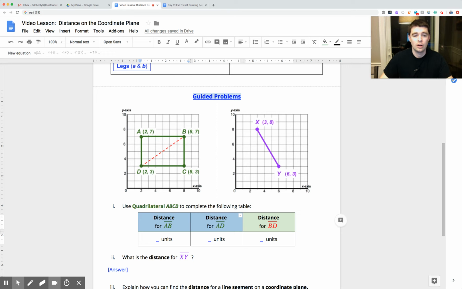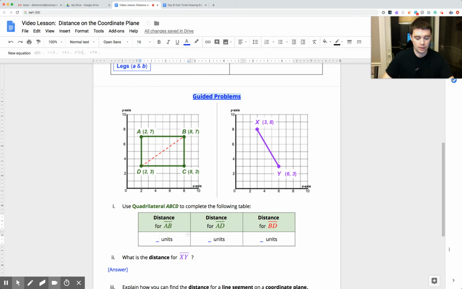Welcome back. Hopefully after pausing the video, you filled out this table correctly. I'm going to show you how I would have filled that table out. The first thing I'm asked to do is find the distance for line segment AB. That's this line here. I could count, because it just goes straight across, 1, 2, 3, 4, 5, 6. It jumps by 6 units.